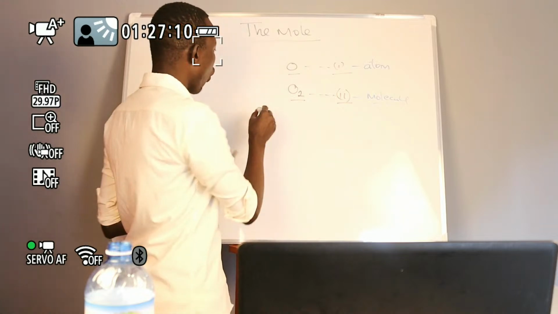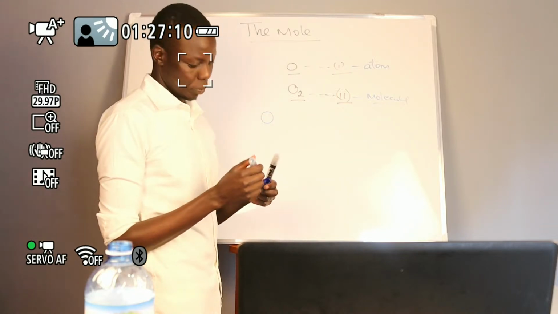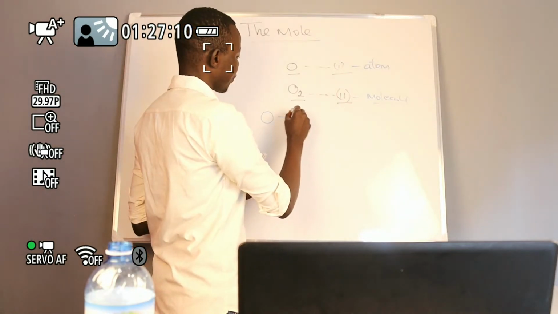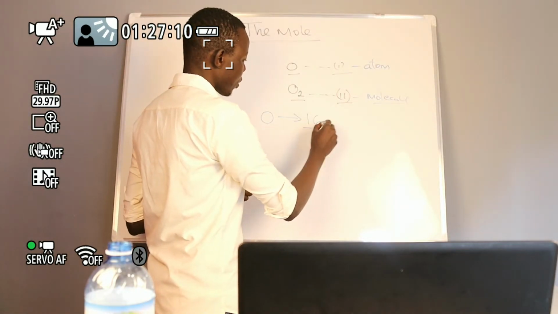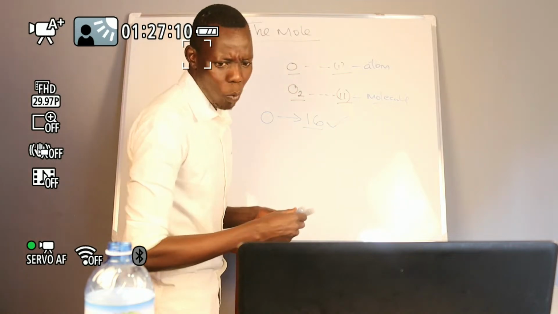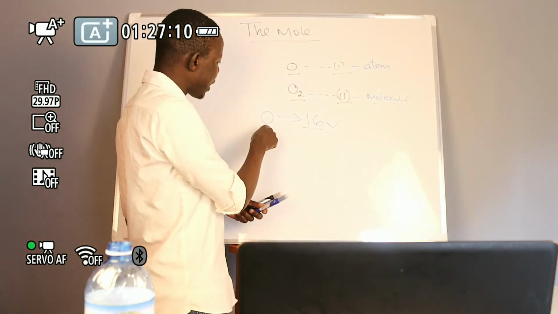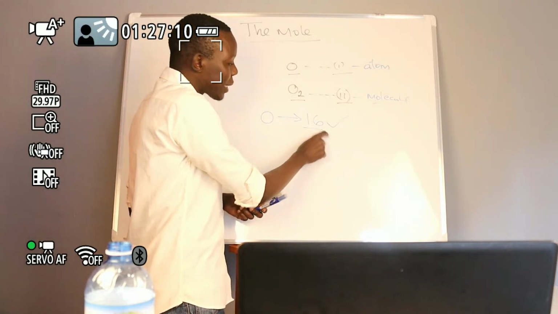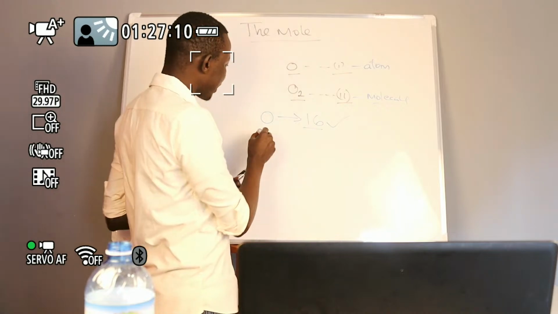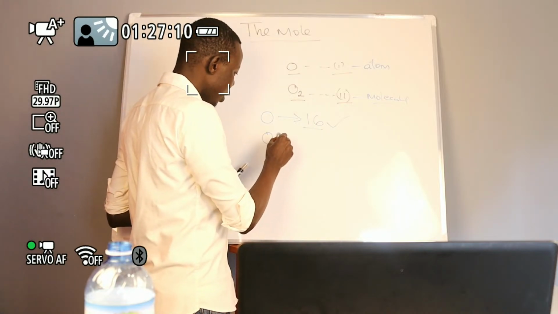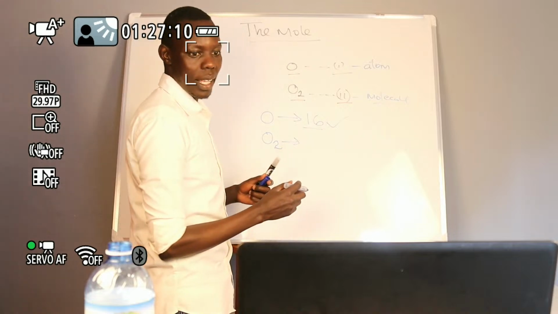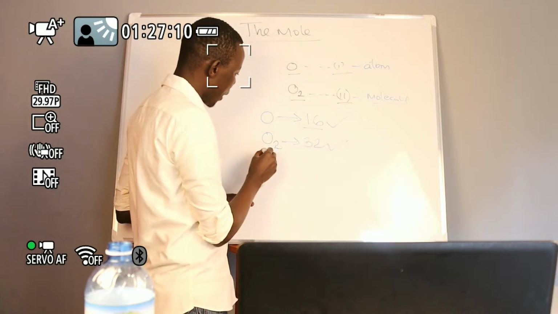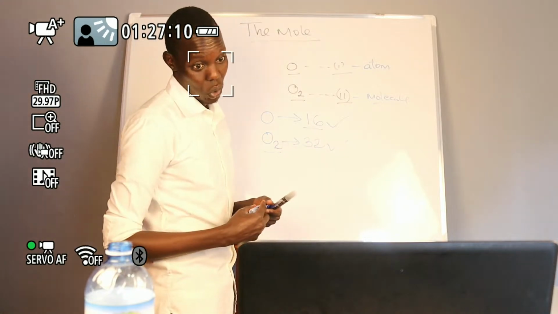Now, oxygen atom O has a molar mass of 16. Sawa? Mpaka hapo kwanza you are okay. Oxygen atom has a molar mass of 16. Oxygen molecule has a molar mass of 32. Why? It is made up of 2 atoms of oxygen.